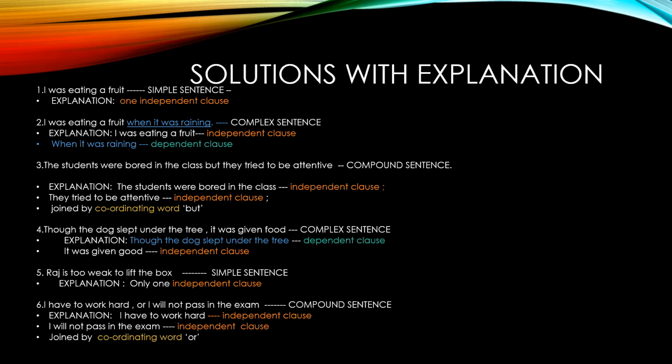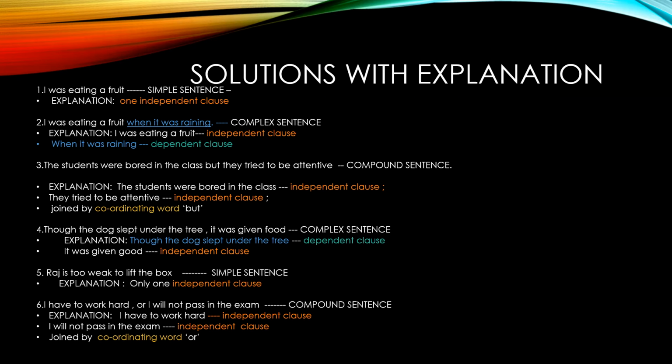I was eating a fruit. Here, when you look, there is only one independent clause, a complete meaning. So it is a simple sentence. "I was eating a fruit when it was raining." It is a complex sentence because it has one independent clause and one dependent clause. "I was eating a fruit" is an independent clause. "When it was raining" is a dependent clause. So it is a complex sentence. Now the compound sentence: "The students were bored in the class, but they tried to be attentive." Here, two independent clauses are joined by the coordinating word "but". So it is called a compound sentence.